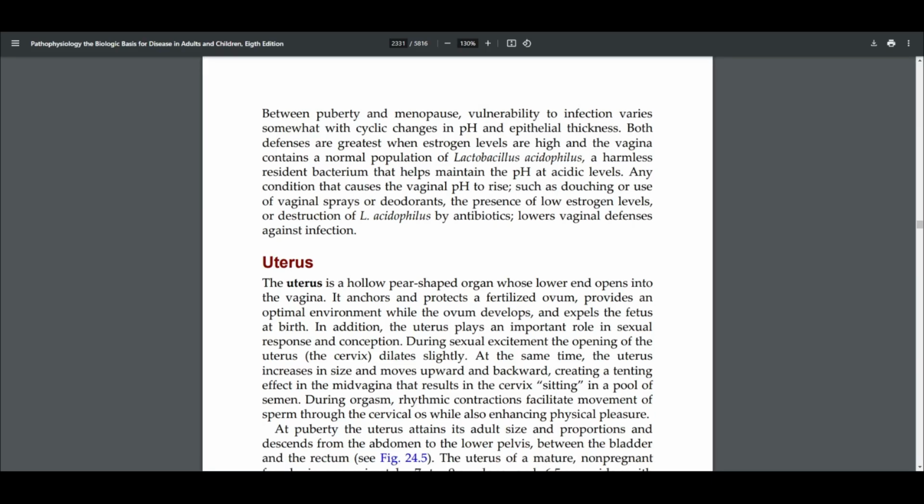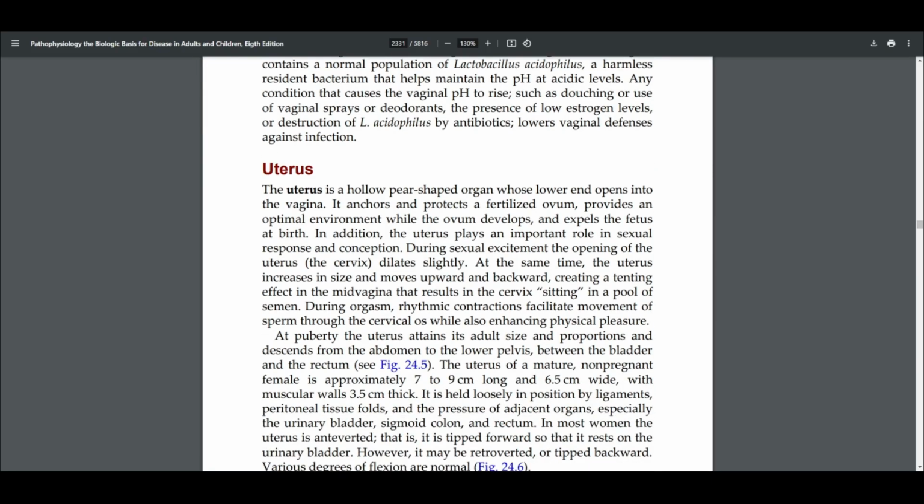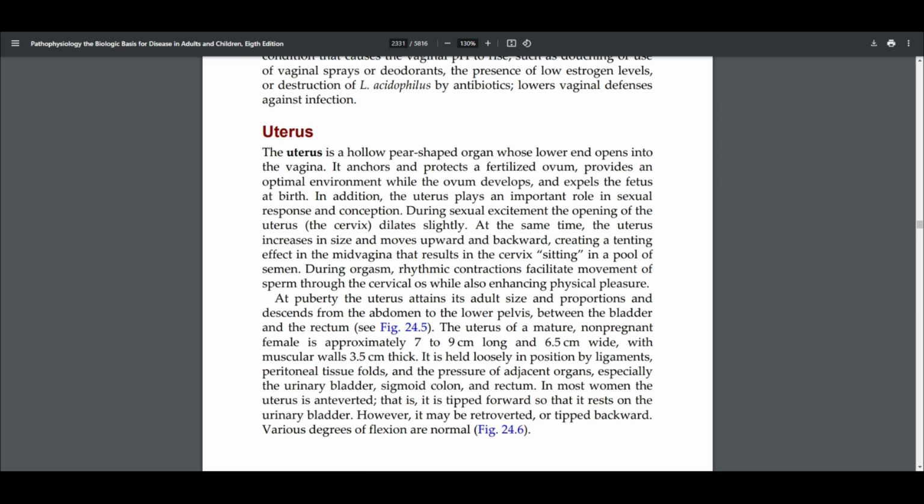That leads us to our uterus. The uterus is a hollow, pear-shaped organ whose lower end opens into the vagina. It anchors and protects a fertilized ovum, provides an optimal environment while the ovum develops, and expels the fetus at birth. In addition, the uterus plays an important role in sexual response and conception.